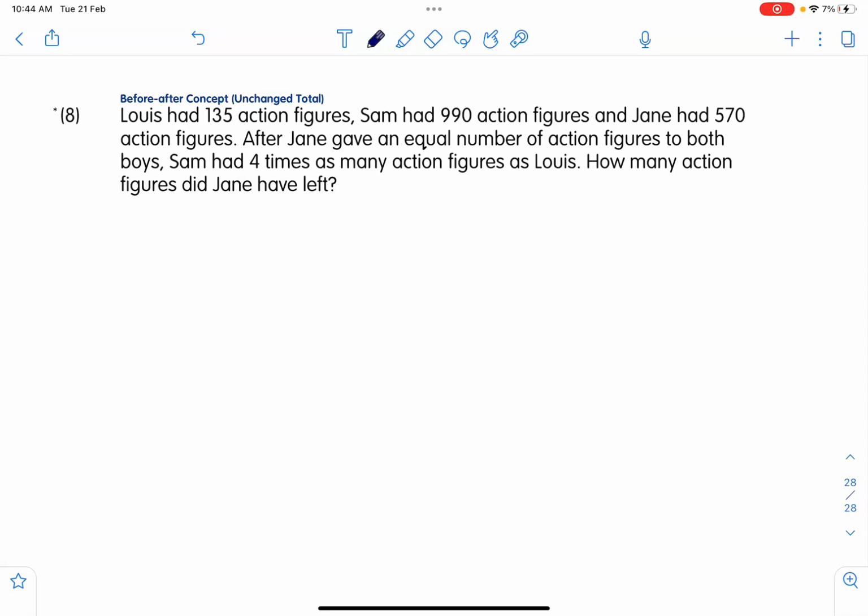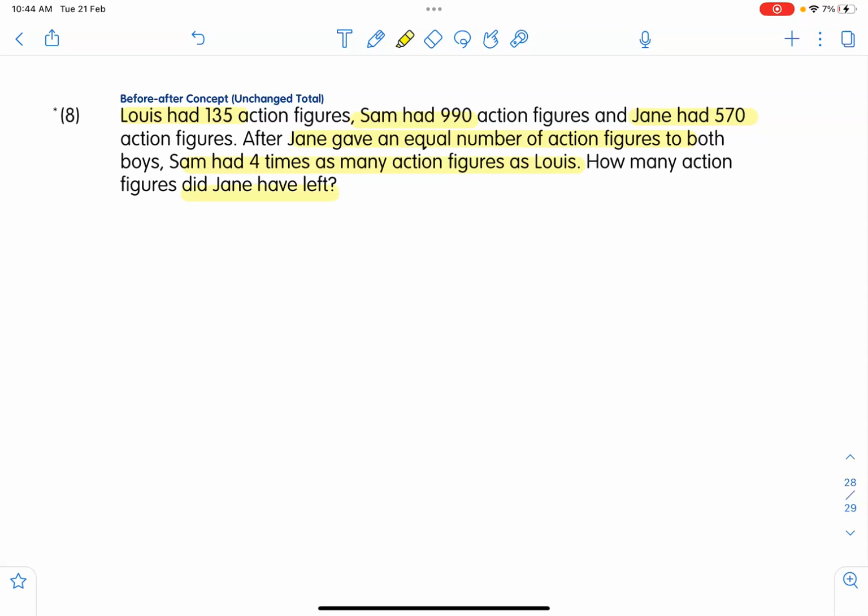Okay, so we have question 8 now. Lewis had 135 action figures. Sam had 990. Jane had 570. After Jane gave an equal number to the two boys, Sam had 4 times as many action figures as Lewis. And how many action figures did Jane have left?